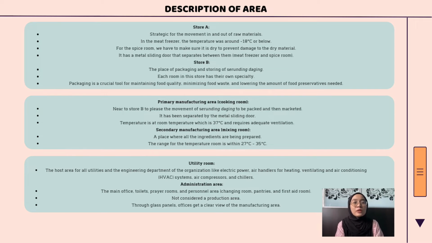Now I will go to the post-cooking area. The store B, which is the green one, is the place of packaging and storing of serunding daging. Each room in this store has its own specialty. Packaging is a crucial tool for maintaining food quality, minimizing food waste, and lowering the amount of food preservative needed.